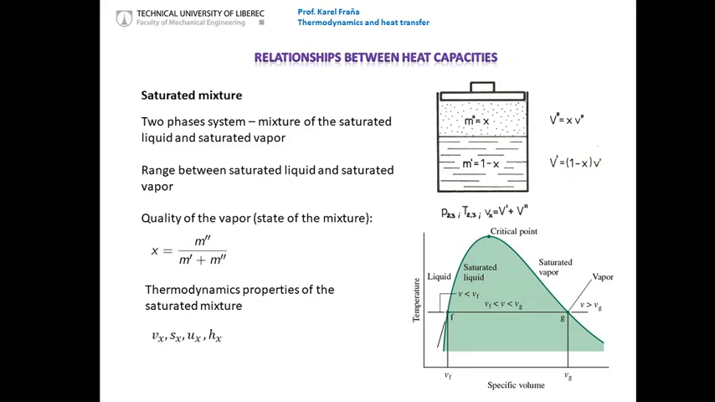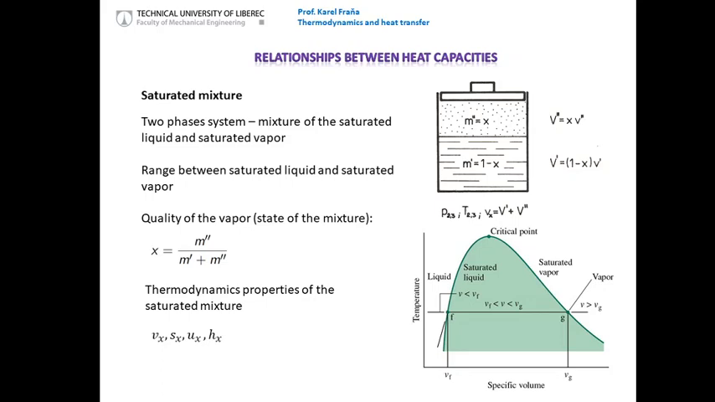This mixture between points 2 and 4 we call a saturated mixture. You should know the saturated mixture is a typical two-phase system where the gas and the liquid exist simultaneously. You may ask, how can I define the amount of the saturated liquid in this mixture? Or the opposite, how much gas is there? The question can be answered if you introduce the quality of the vapor.